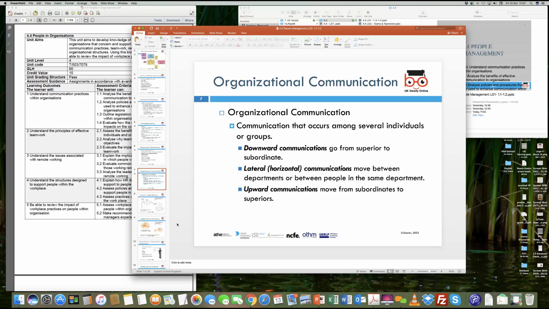Is that okay? Yeah. And in that, what we look at is downward communication, lateral communication, or horizontal as we call it, and upward communication. So if you visit the GP and you've been with that surgery for a number of years, sometimes you feel that, I'm not getting the proper diagnosis, or I don't get prescriptions as frequently as I require them.